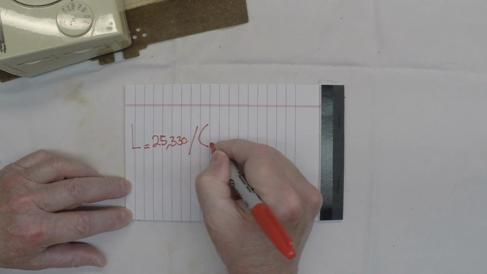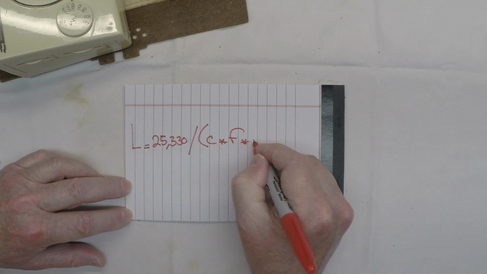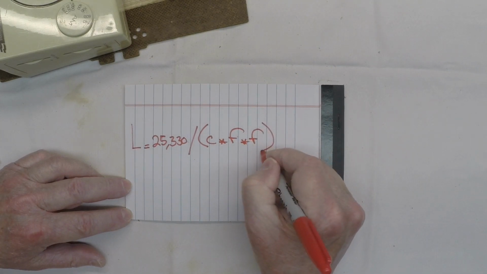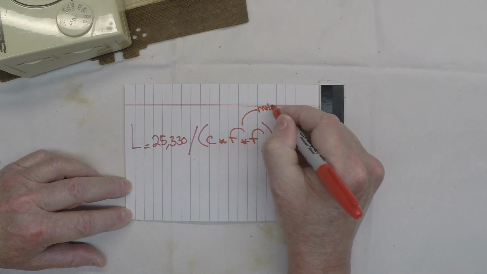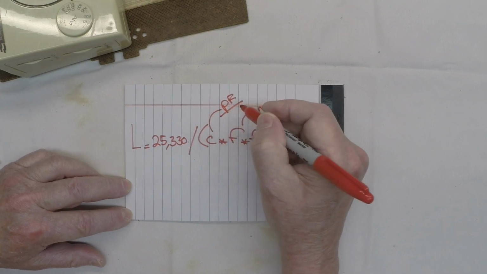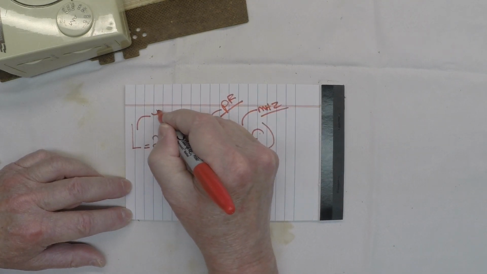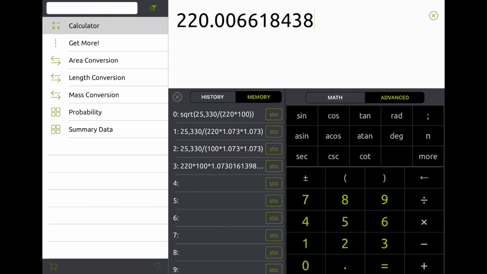Let's look at the inductance example. As in the previous examples, we're leveraging that constant of the 25,330. We're going to divide that by the capacitance times the frequency times the frequency. And again, the beauty, the frequency being referenced in megahertz, and capacitance here in picofarads. And of course, L is going to come back in microhenries. So with everything plugged in, the constant there, dividing it by 100 picofarads times our 1.073 megahertz squared, you can see it gives us 220 microhenries.